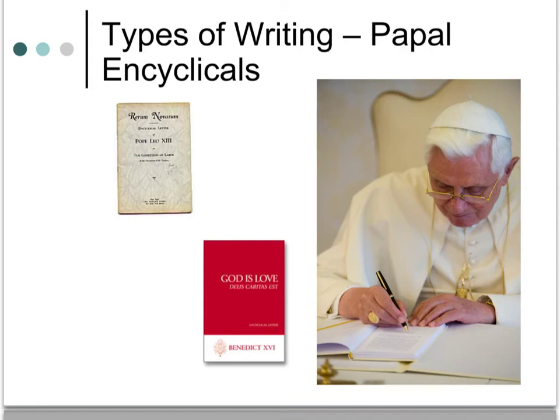So you'll see on this slide, on the left-hand picture, Pope Leo XIII's encyclical letter, Rerum Novarum, was all about working conditions and kind of serves as the basis of Catholic social teaching. And then the picture towards the bottom of this slide is the cover of one of current Pope Benedict's encyclical letters that focused on the idea of love. So an encyclical letter can really be about any topic that the Pope wants to write about to the entire church.